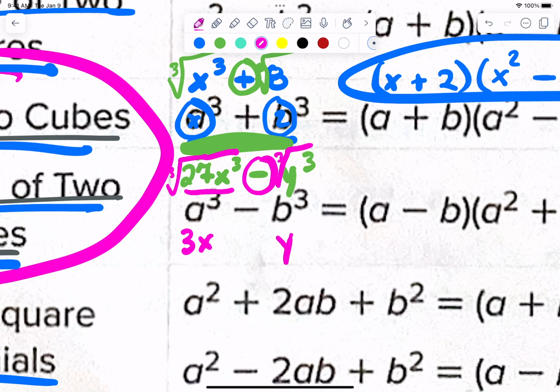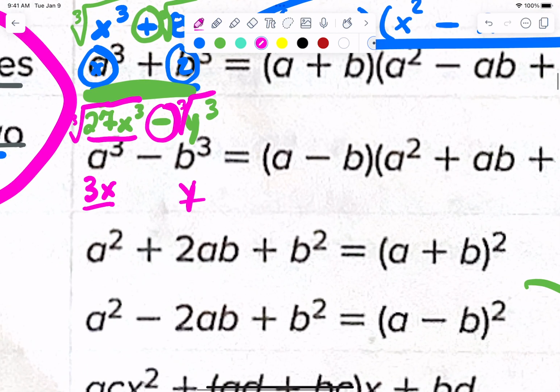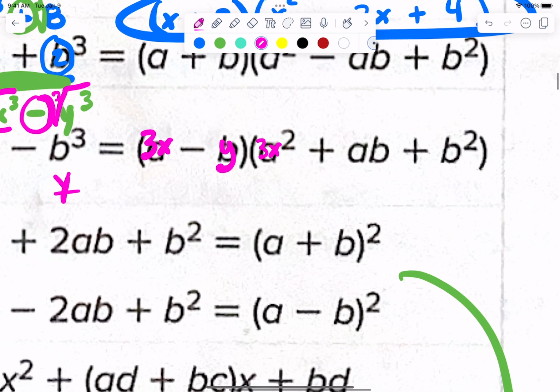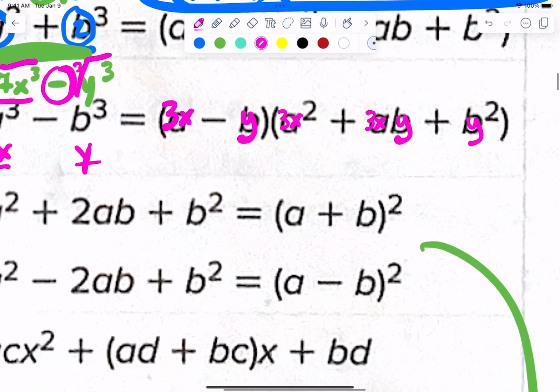So what's a in this case? 3x. And b is y. Okay, so let's just put them in the pieces. 3x is a and b is y. So now we got kind of a mess. So we have 3x minus y is what my first chunk is.